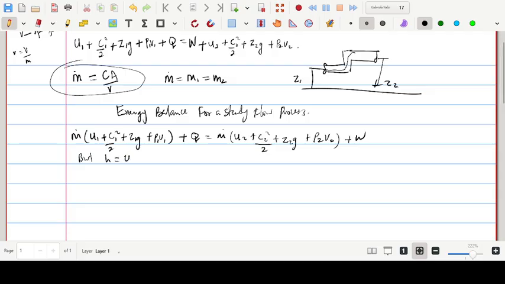But don't forget that your enthalpy is equal to internal energy plus PV. That's the enthalpy. So I can write U1 plus P1 V1 as H. If I do that, I will have m dot times H1, meaning that I've brought these two together. Then C1 squared over 2 plus Z1 g, then plus Q is equal to m dot, then we have H2 here, then plus C2 squared over 2 plus Z2 g, then plus W. Is that understood?